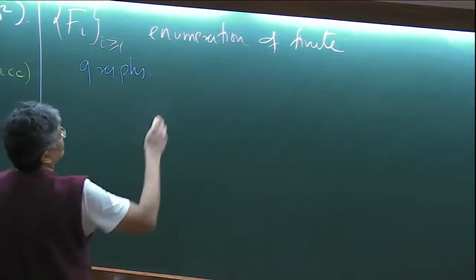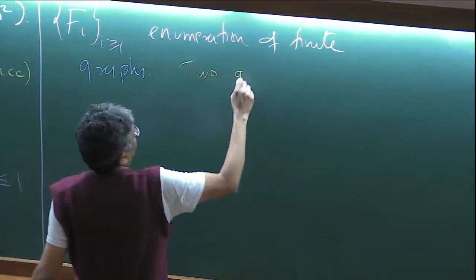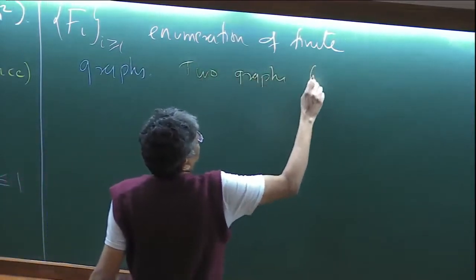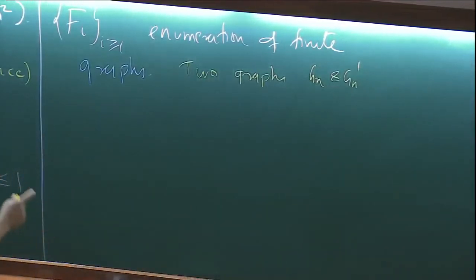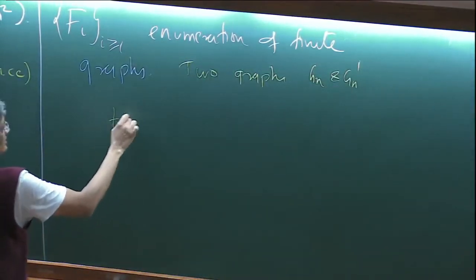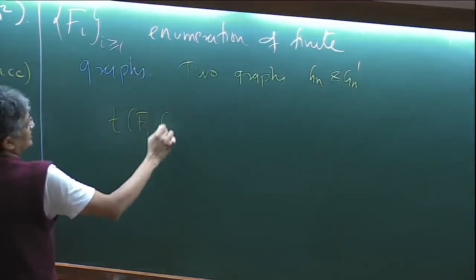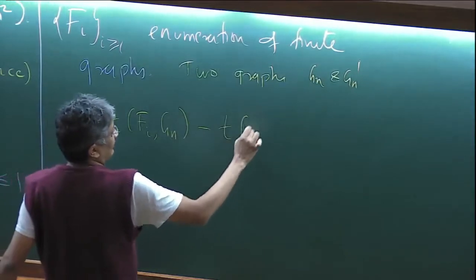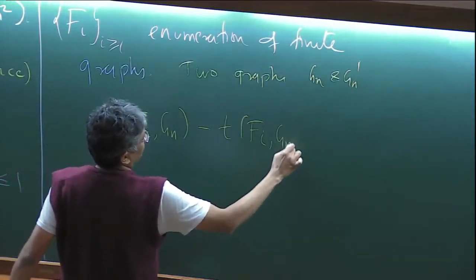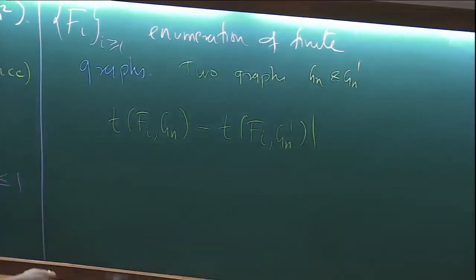And let's say I have two graphs, Gn and Gn prime, on n vertices. If I want to know the distance between them, I look at tFi of Gn, the density of Fi in Gn. I subtract it from the density of Fi in Gn prime. That gives me some notion of how different the graphs are. So if i is equal to 2, you can look at edge density, triangle densities, and so on.